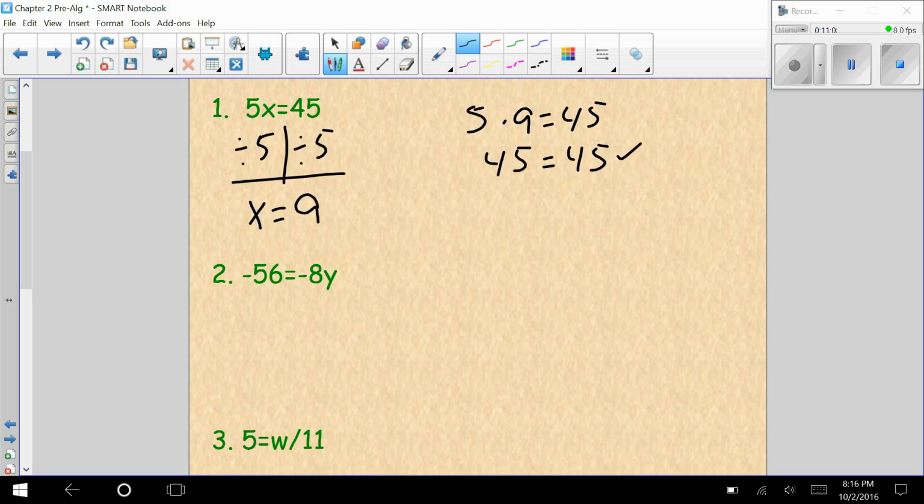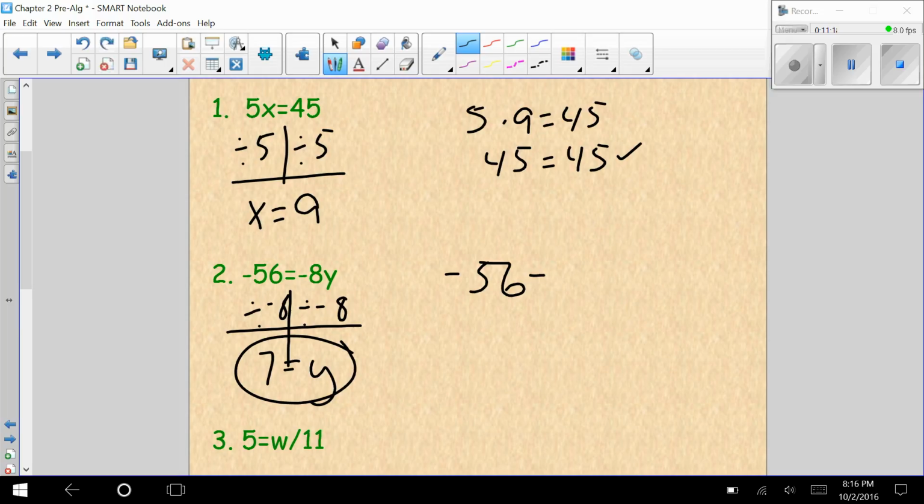Negative 56 equals negative 8y. To solve this, I'm going to divide each side by negative 8. Negative 56 divided by negative 8 is 7. 7 equals y. So to check it, we take negative 56 equals negative 8 times 7. Negative 8 times 7 is indeed negative 56, so it checks out.